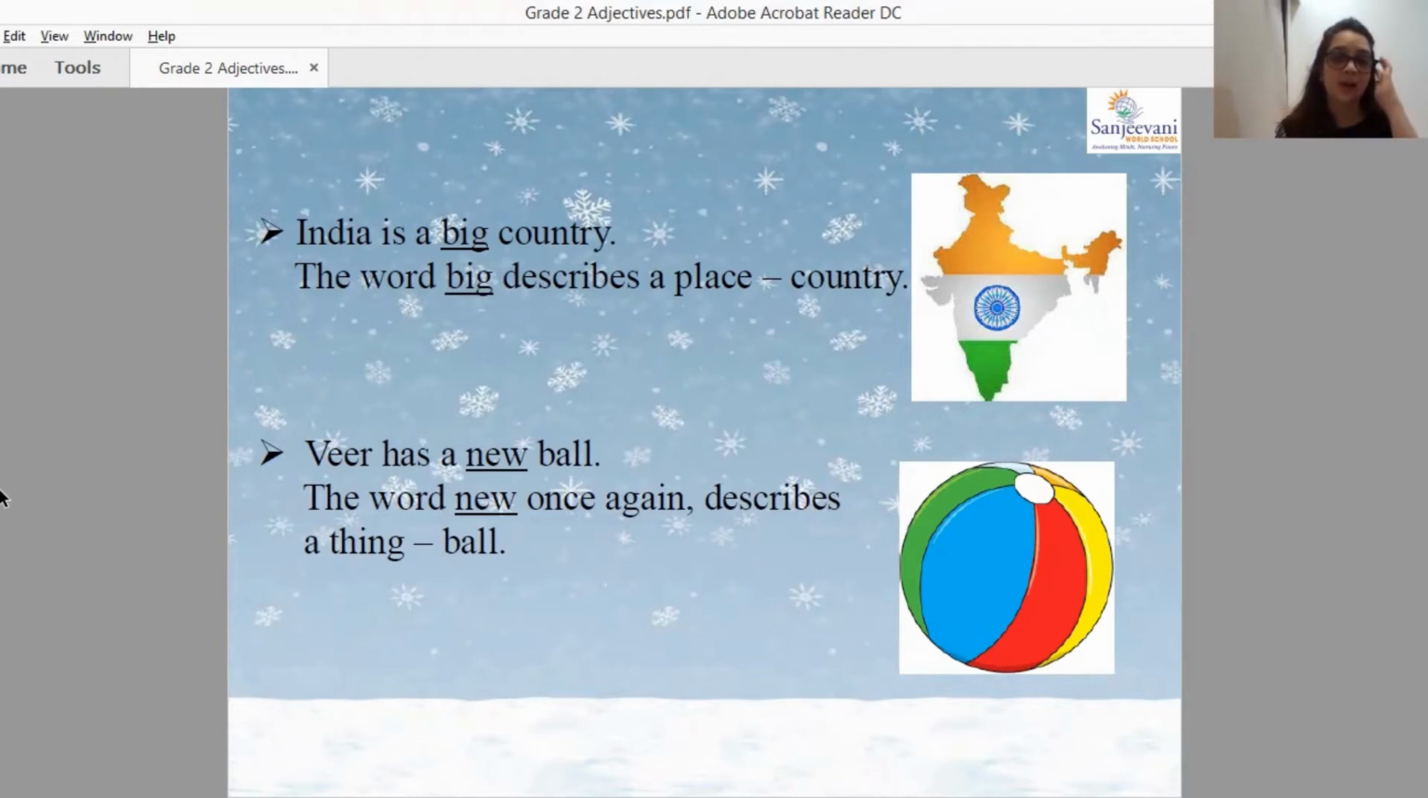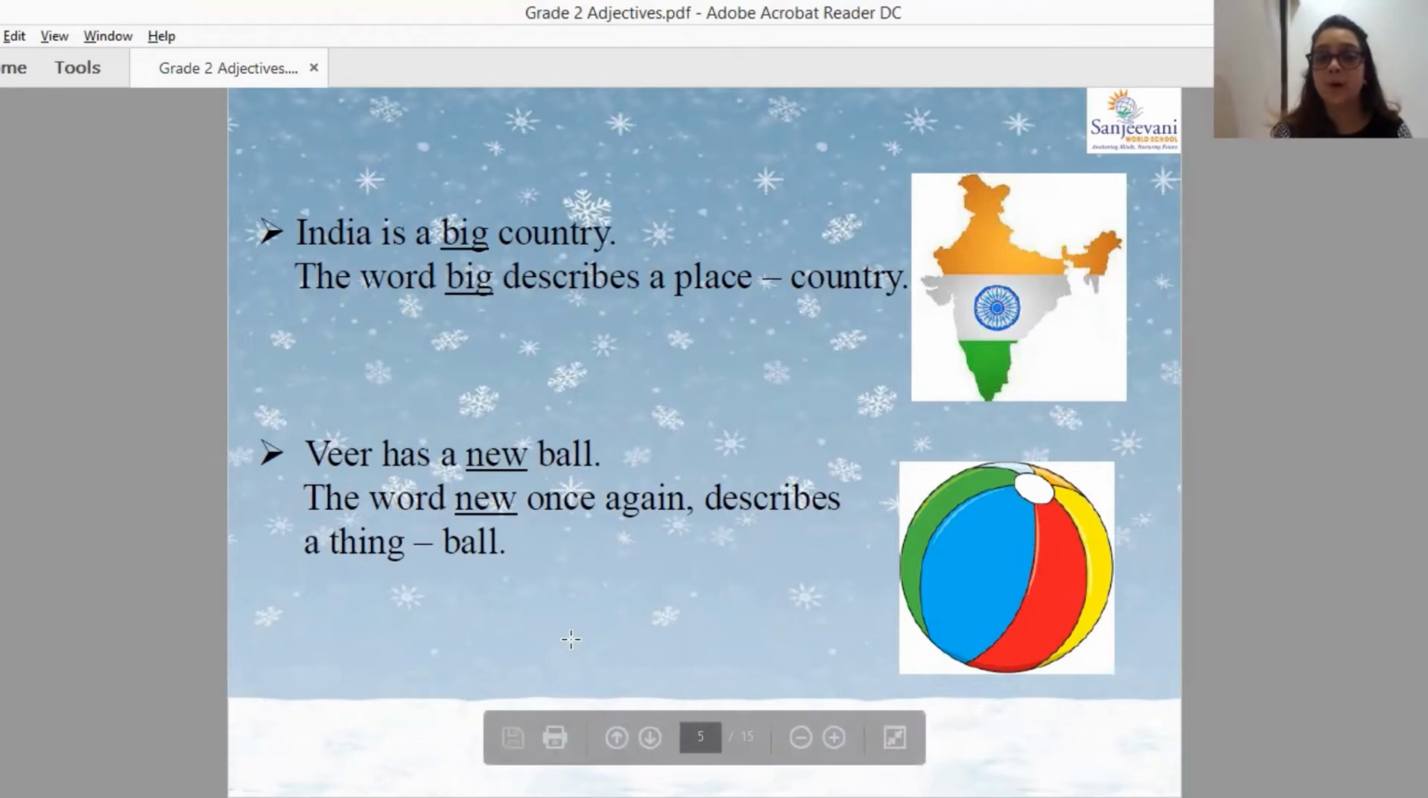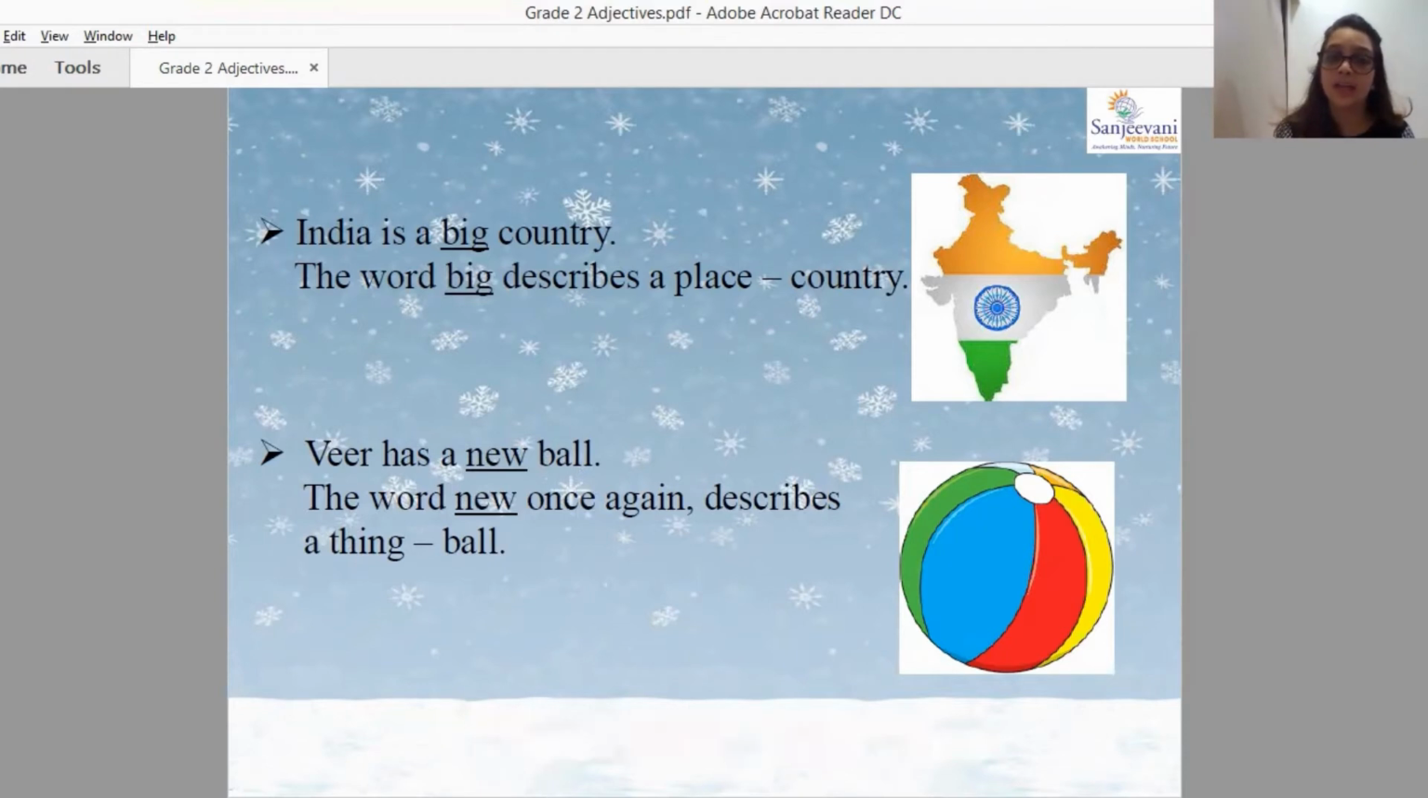Now this is a nice, beautiful ball. So over here, Veer has a new ball. Veer is the name of a person. Then ball over here, ball is a noun, right? It's a thing. So the word new once again describes a thing. Once again, it is describing the thing, that is ball. It's a new ball. Correct?